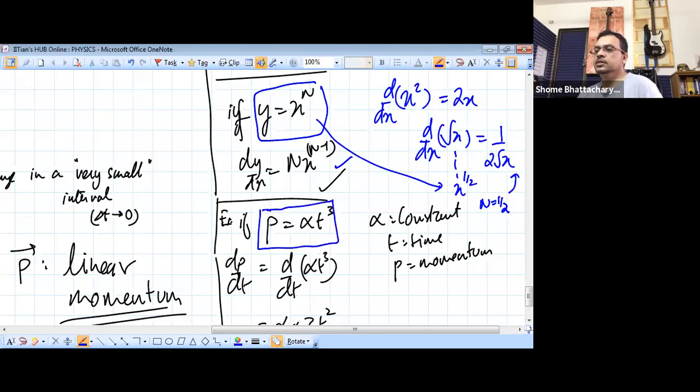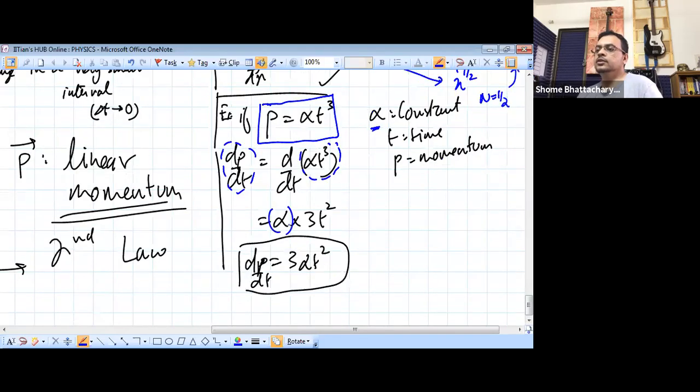Suppose I had a situation where linear momentum varies with time t like this, where alpha is some constant. Then what would be the rate of change of linear momentum? The rate of change of linear momentum would be differentiation of this term with respect to t. Because alpha is a constant, it will come outside, and the differentiation of t cube becomes n into t to the power n minus 1, so 3t square. So the differentiation of momentum with respect to time in this case will become like this. Okay. So this is just an example of how we can execute this equation if we know the linear momentum as a function of time.